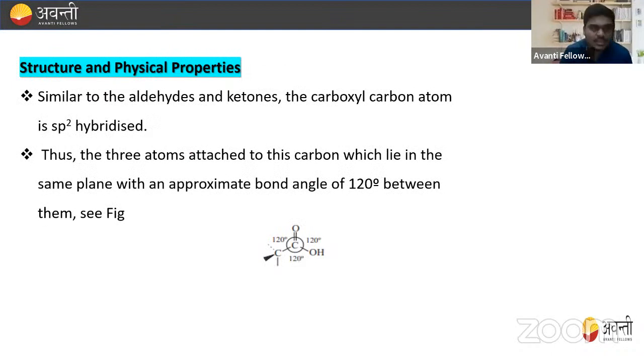Right. So let's see some structure and the physical properties of carboxylic acids. Similar to aldehyde and ketone, the carboxylic carbon atom is sp2 hybridized. In this case also, this carbon belongs to the carbonyl group as well, so this is sp2 hybridized. Thus the three atoms attached to this carbon lie in the same plane with an approximate bond angle of 120 degrees between them, as we know.